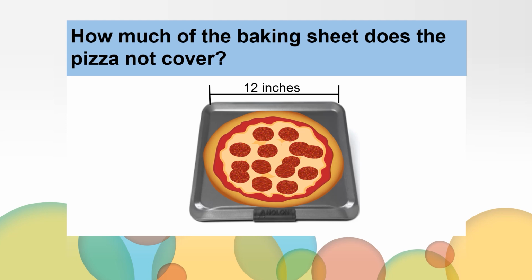The picture shows us that one side of the baking sheet is 12 inches long. And since it's shaped like a square, we know that all of the sides are congruent, or the same, so every side is 12 inches long. Now we have enough information to find the area of the square baking sheet, because the formula for finding the area of a square is length times height, or A equals side squared. Go ahead and take a moment to solve for the area of the square baking sheet.